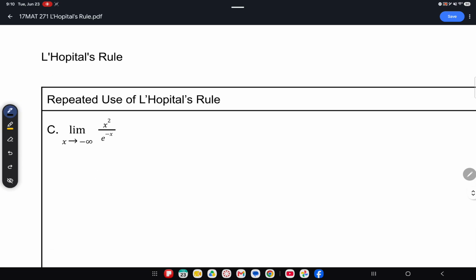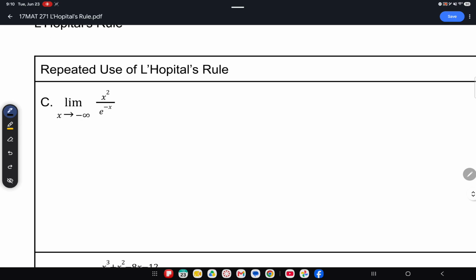All right, a little foreshadowing here. This says the repeated use of it. So maybe we can keep going with derivatives until something works. So let's see. If I were to plug in negative infinity, I'm going to get an indeterminate form. I'm going to get infinity, and then 1 over infinity? And that's not going to work.